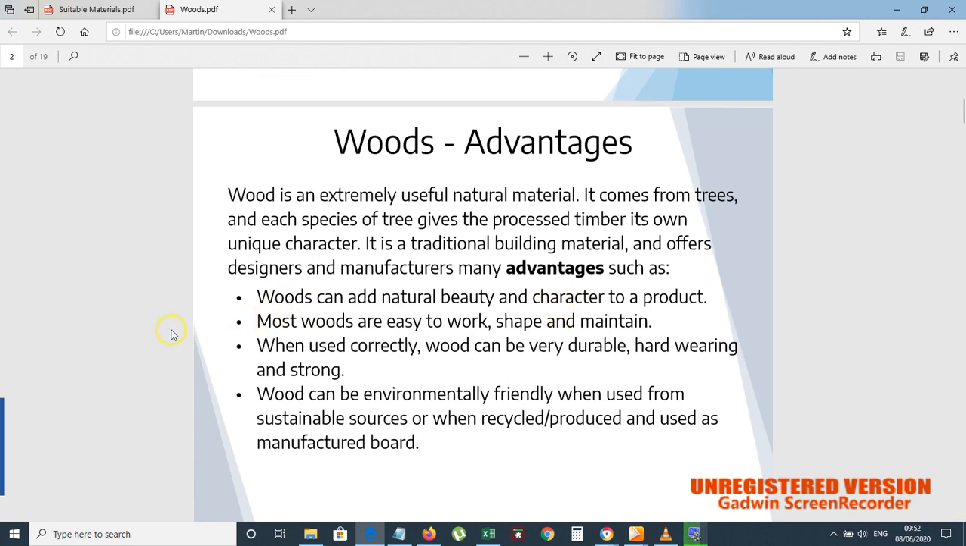So wood is natural, we know that, it comes from trees. But I'll tell you what, sometimes I ask a practical wood class, or you ask first years, where does wood come from, and it comes from timber. Timber's just another name for wood. So yes, it comes from trees.